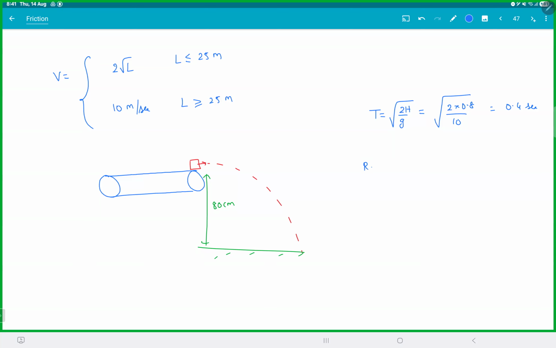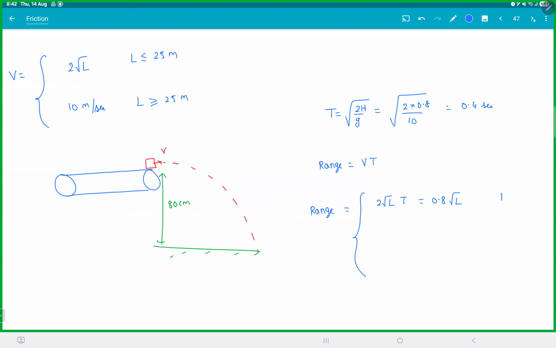So what is range? Range will be horizontal velocity into time. So again, we have two answers. So range will be v into t, that will be 2 root L into t. That would be how much? 0.8 root L. This is the answer if length of the conveyor belt is less than 25 meters. 10 into 0.4 is 4 meters if length of the conveyor belt is greater than 25 meters. So what range you get will depend on the length.